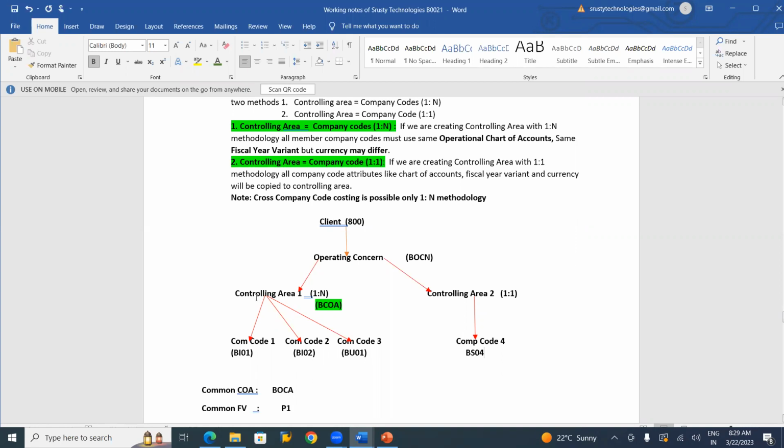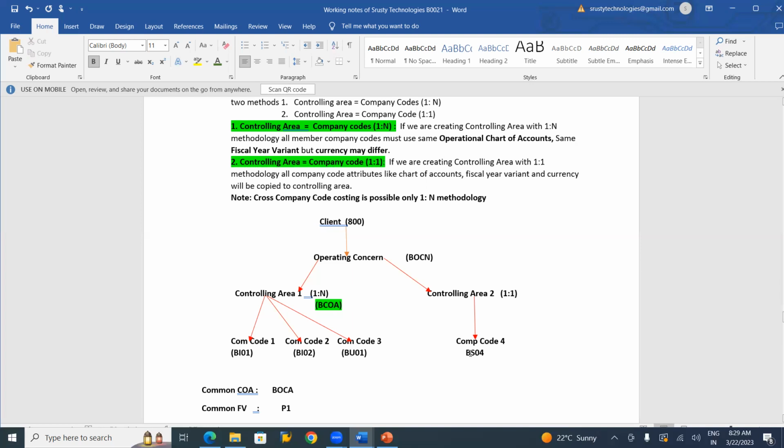I have one more company code, the fourth company code, BS04. This one follows a different chart of accounts, and at the same time, it is using a different fiscal year. So I can't connect it with the 1:n methodology controlling area. We need to have a separate controlling area for this particular company code.